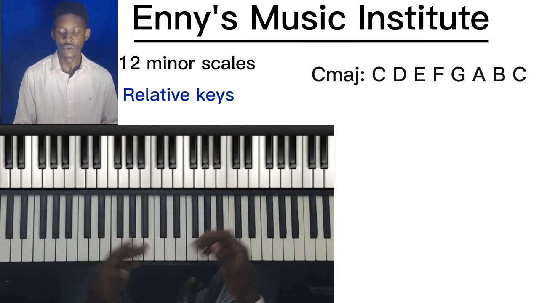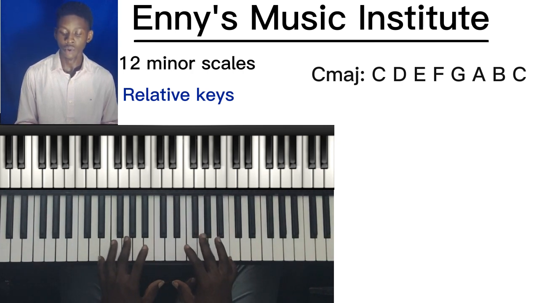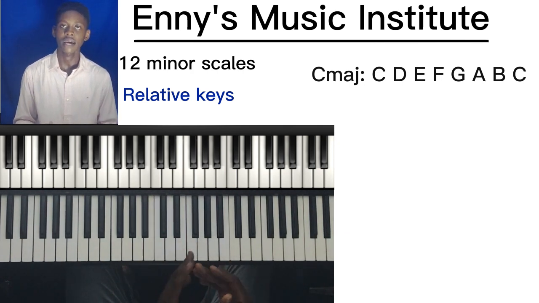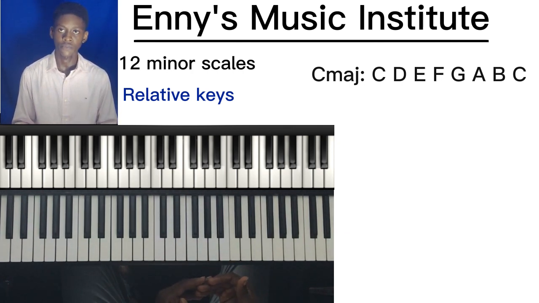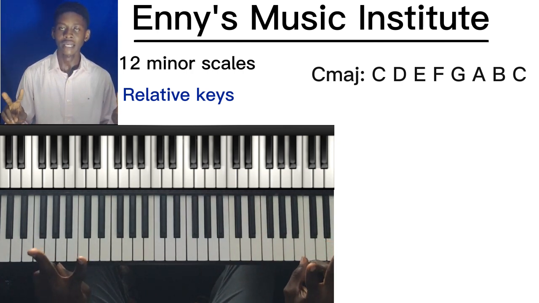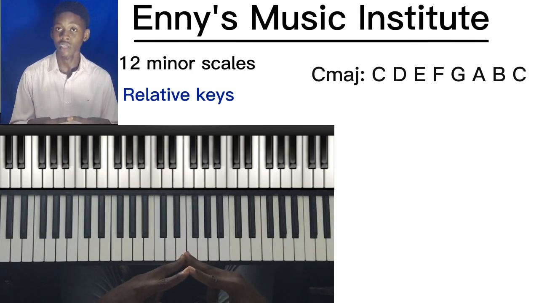Everybody knows the C major scale, right? So now this C major scale has a relative minor. What does that mean? It means there is a minor scale on the keyboard that has exactly the same notes as the C major scale. So when we have two different scales, one minor and one major, that have the same notes, we call them relative keys or relative scales.